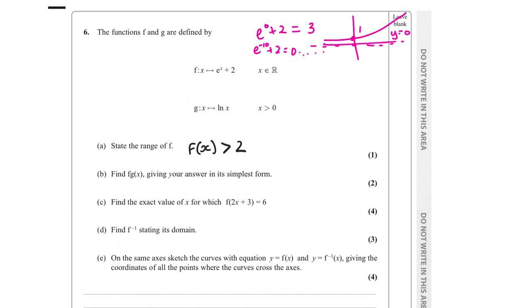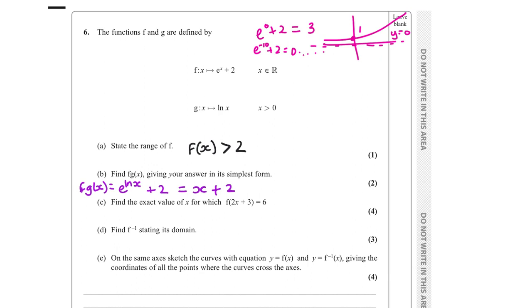Part B says find f of g of x, giving your answer in its simplest form. Okay, so g of x is ln x. So f of g of x means everywhere there's an x in f, we're going to put in ln x. So I'm going to have e to the ln x plus 2. Now, I know that e to the ln x is just going to cancel to x. So this is x plus 2. And that is what f of g of x equals. So nice and easy, 2 marks.